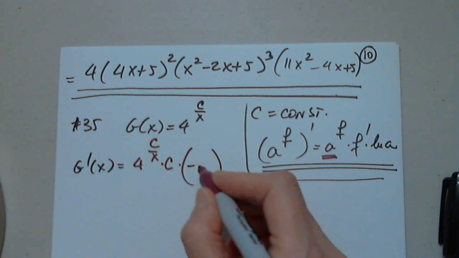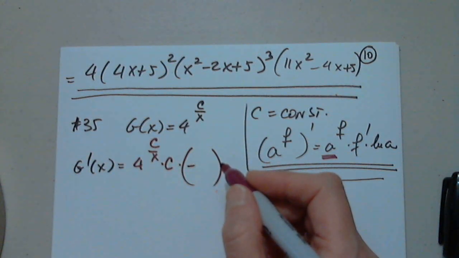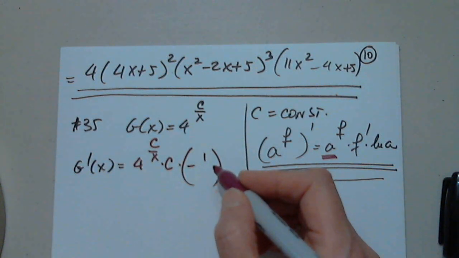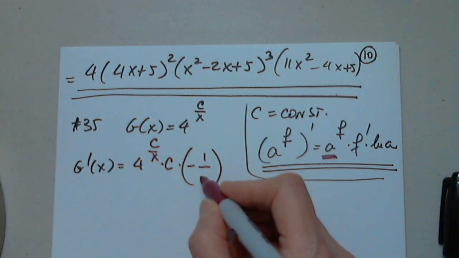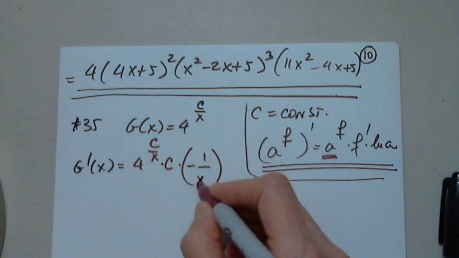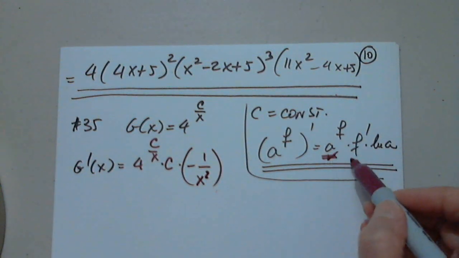Negative 1 over x. One more time. Negative 1 over x. It cannot be. Go back to your formulas. Negative 1 over x squared. Very good. So I have this, I have this.